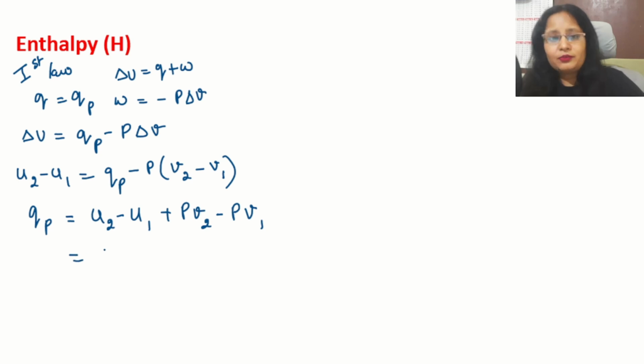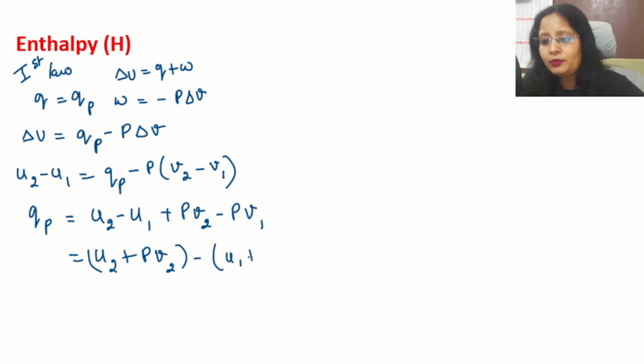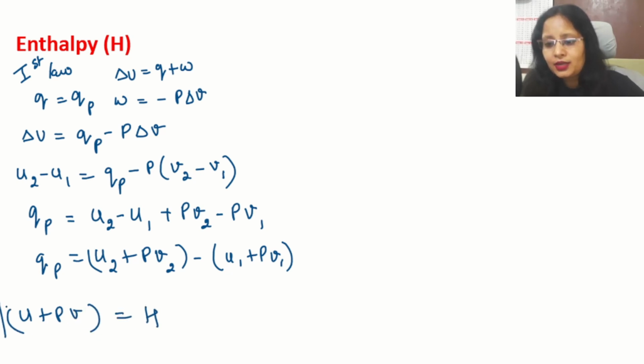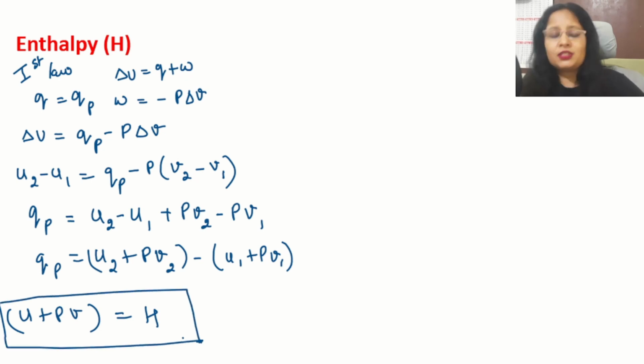Let's bring the terms together. We will get U2 plus P V2 minus U1 plus P V1. Correct? This is equal to QP. Now here the term U plus PV will be denoted by H. Here we introduce a new term H, enthalpy, which is equal to U plus PV.